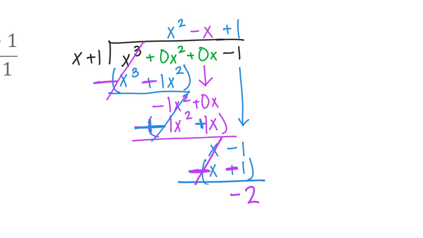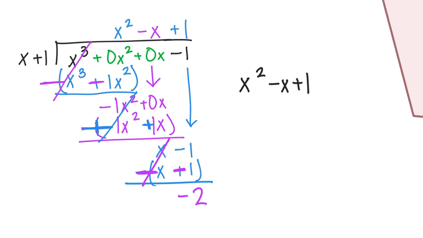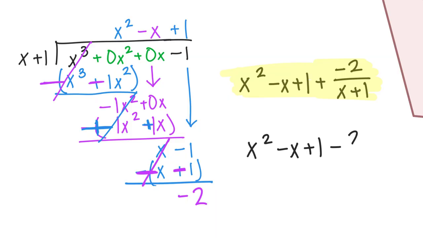Now I have to go ahead and write my answer. I'm going to have x squared minus x plus 1. That's my quotient. Plus my remainder over my divisor, which is x plus 1. And this is my answer that I have to have. You can also just write it as x squared minus x plus 1 minus 2 over x plus 1. That is fine as well.